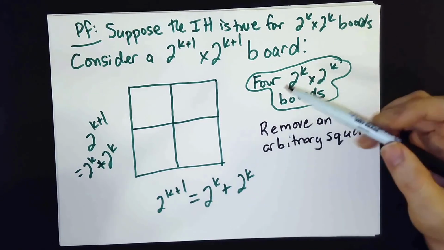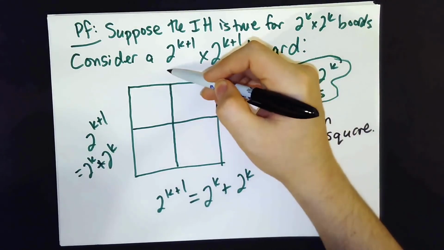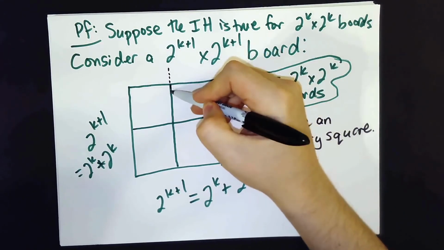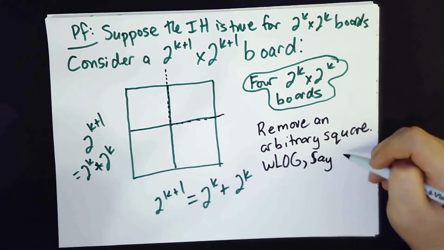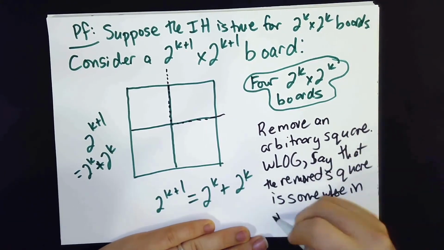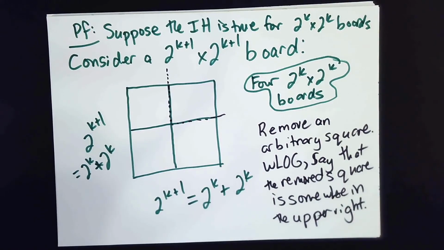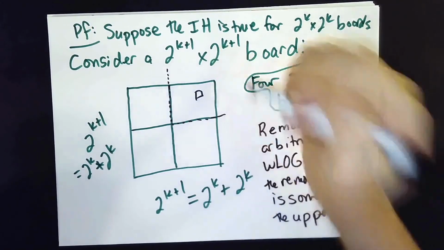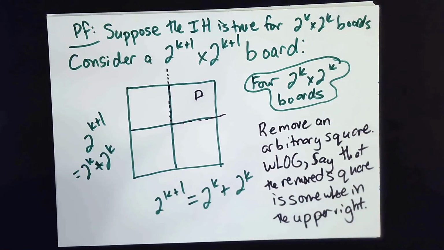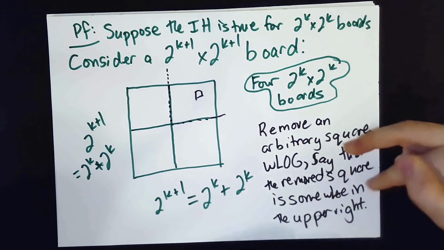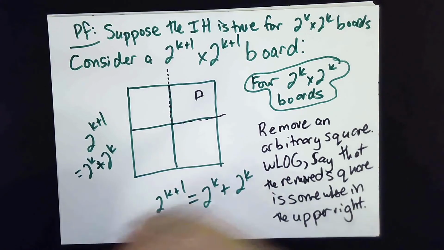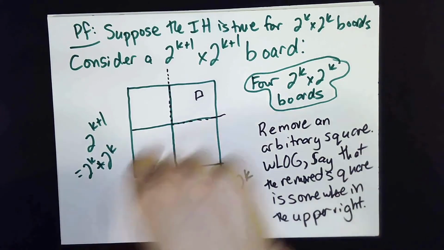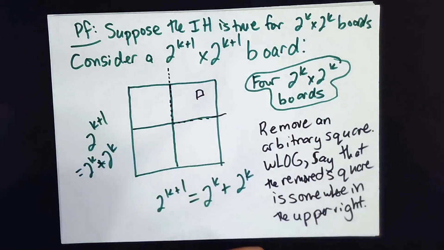Now, here I'm going to use the magic of without loss of generality that I've mentioned before, and I'm going to say that the square I removed is in the upper right board. So somewhere in here, there's a single square missing. So these two things might seem in contradiction. On the first thing, I'm emphasizing that the square needs to be arbitrary, but then I'm also saying, well, it's arbitrary, but I'm going to put it up here.